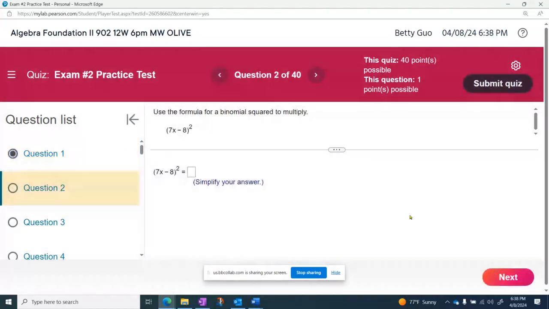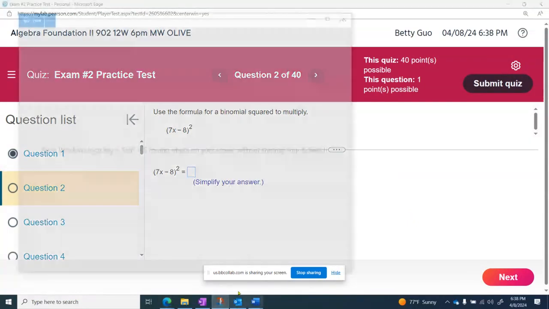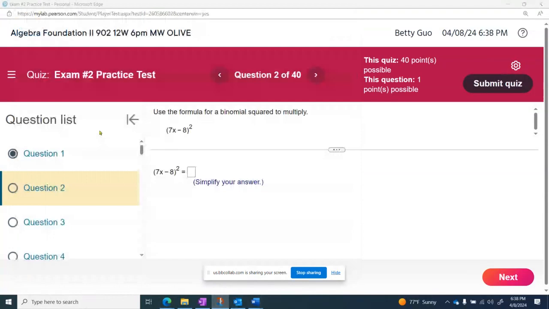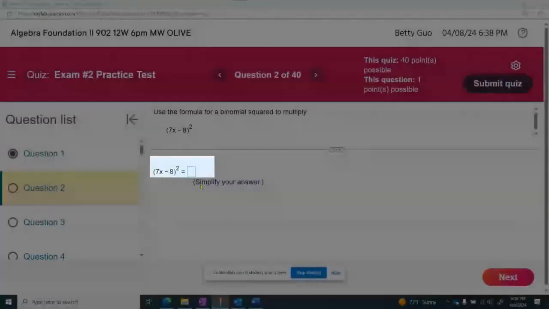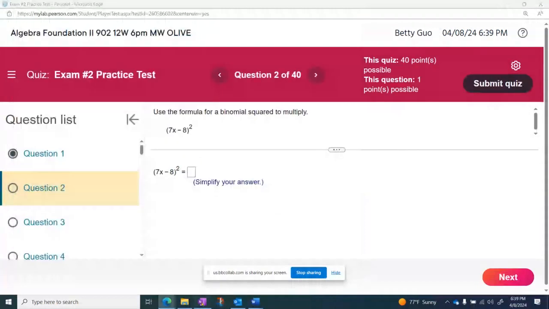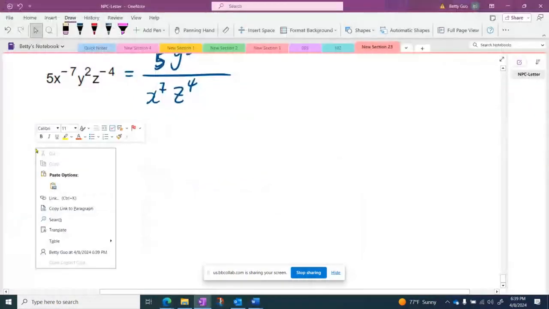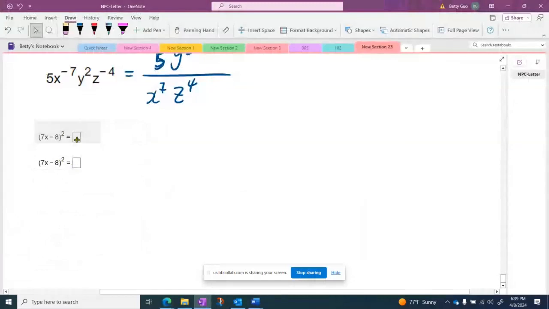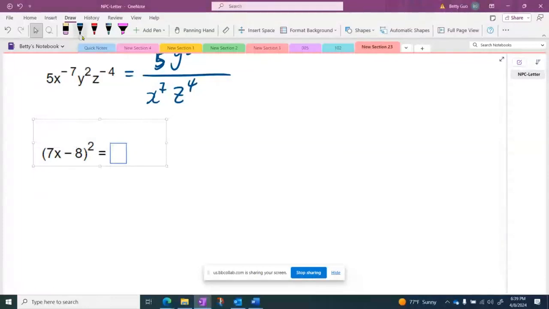Use the formula for a binomial square to multiply. For this question, you can use a formula, by the way. If you don't want to use the formula, you could just use the box method, because the system doesn't really care which method you use. The system only cares if you enter the right answer. I'll use both methods. The first method, we use the box method.